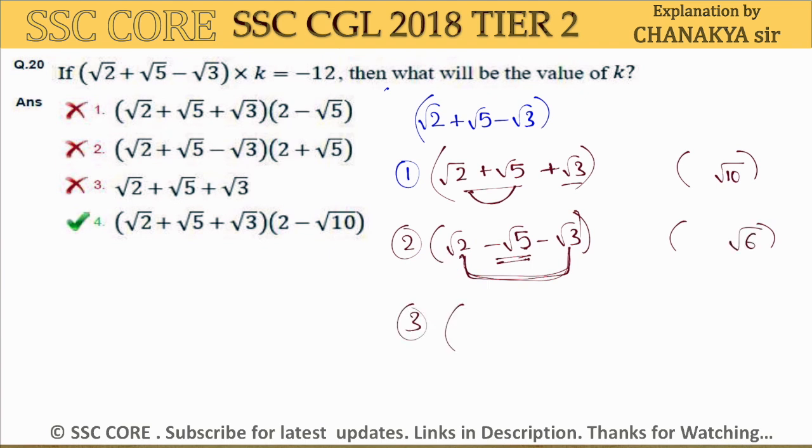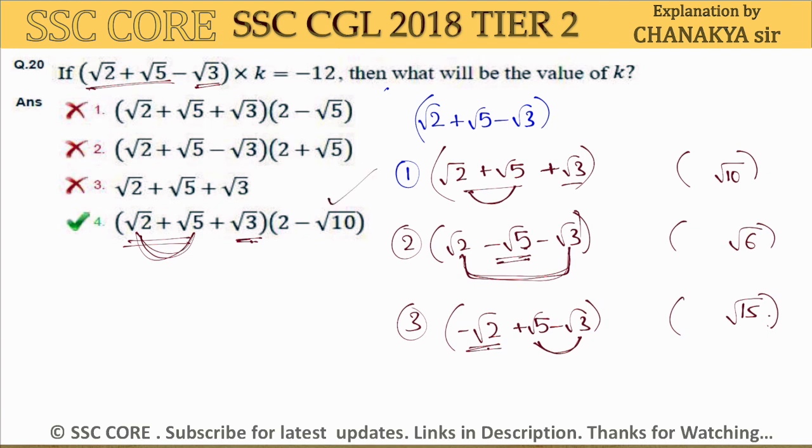Or you are multiplying with minus root 2 plus root 5 minus root 3. This time you are changing the sign of root 2. That's why another factor should have the 5, 3 combination, root 15. Using that, root 2 plus root 5 minus root 3, root 2 plus root 5 plus root 3. Sign of 3 is changed, so 2 into 5, 10 should be present.